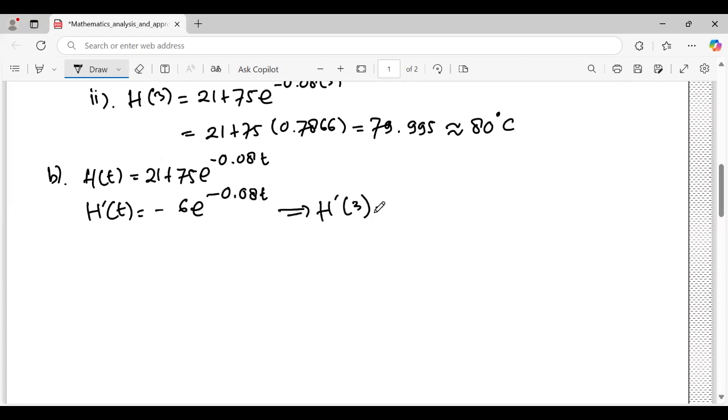So if t equals 3, it will be minus 6 times e power minus 0.08 times 3. And if you calculate, the result is minus 4.72 degrees Celsius per minute. This one.